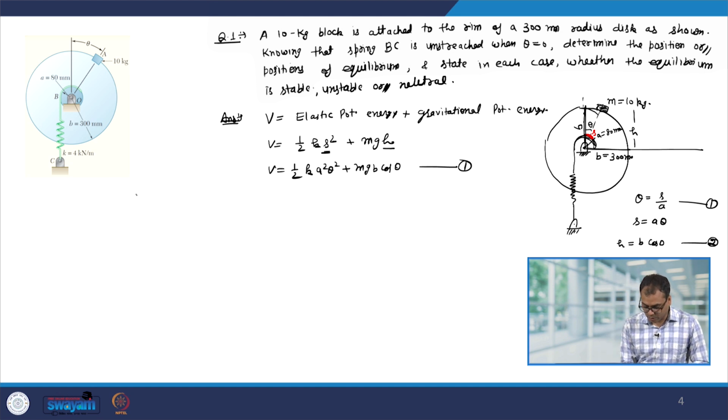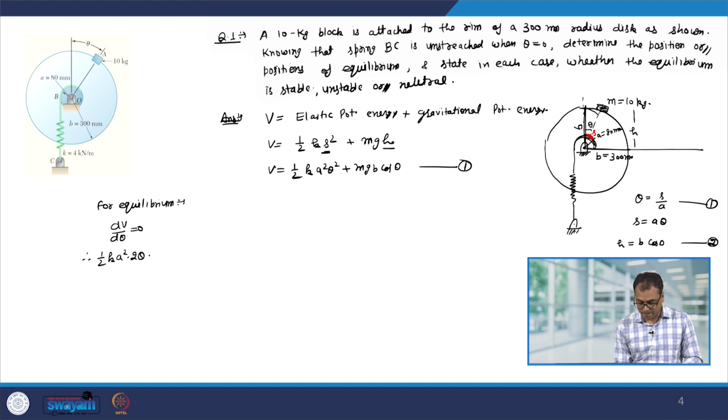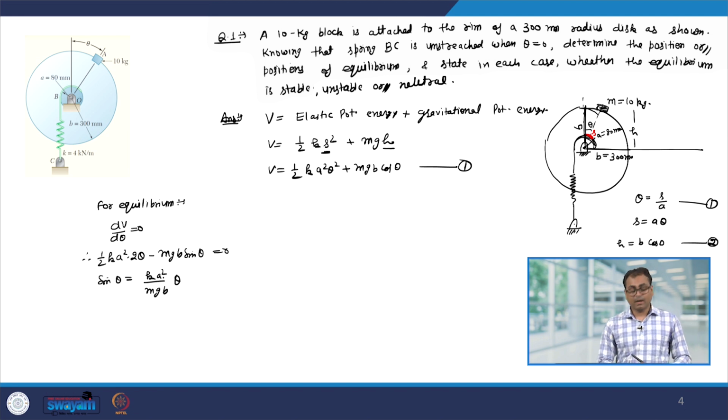So, we know that for equilibrium dV over d theta has to be 0, therefore, half k a square into 2 theta. So, I am differentiating equation number 1, minus mgb sin theta has to be 0, and this gives us sin theta equal to k a square over mgb theta. Note that the values of a and b and m, k etc. are given in the question.